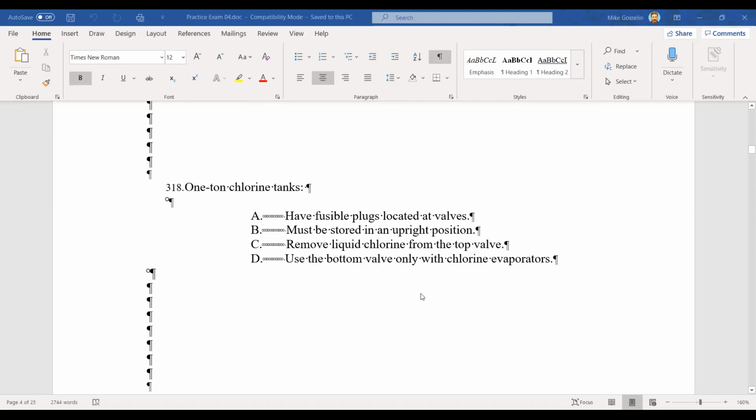1 ton chlorine tanks have... got one answer, an A. Anybody else?